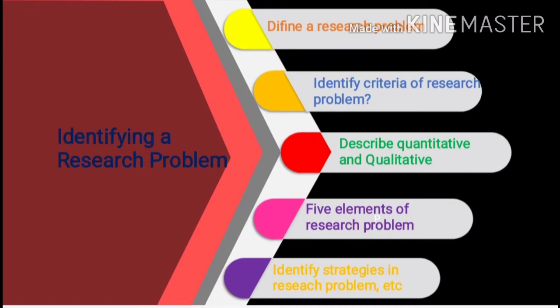By the end of this learning, we hope you should be able to define a research problem, identify criteria of a research problem, be able to describe quantitative research and qualitative research, and be able to identify strategies and the 5 elements of a statement of the problem.